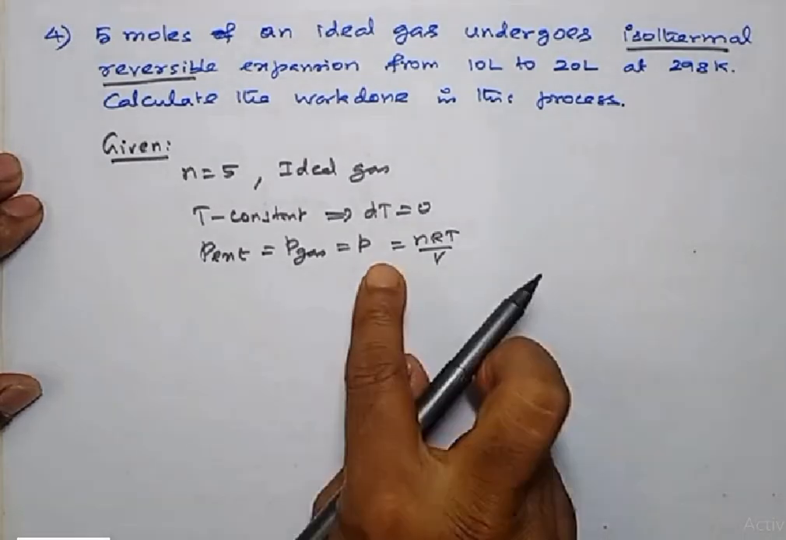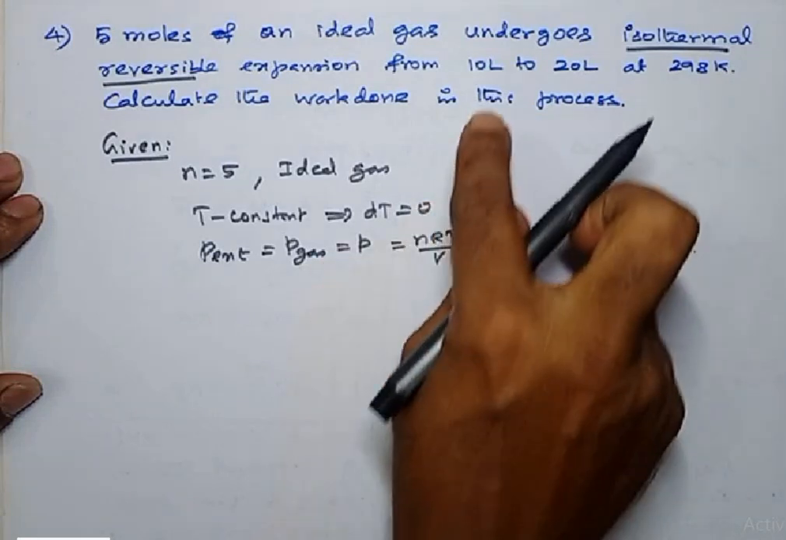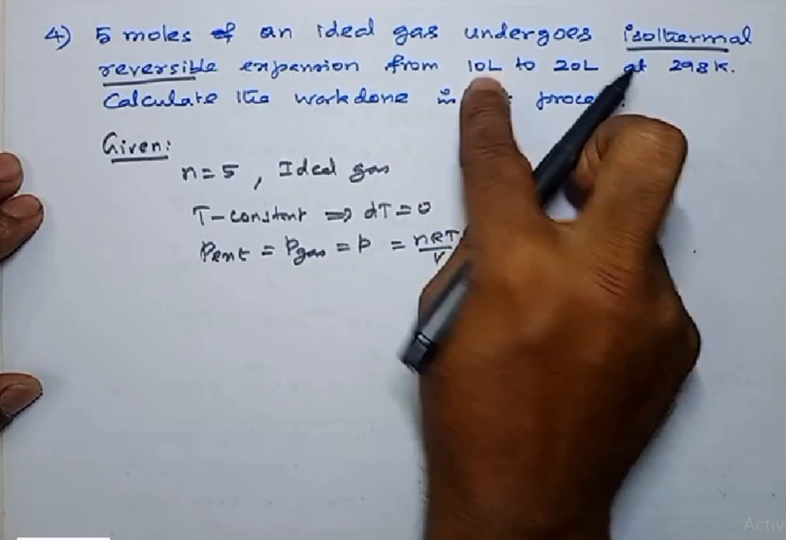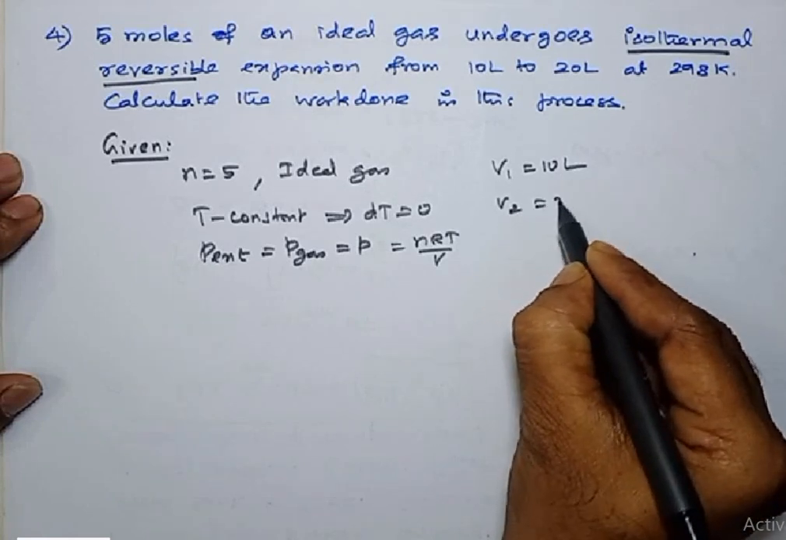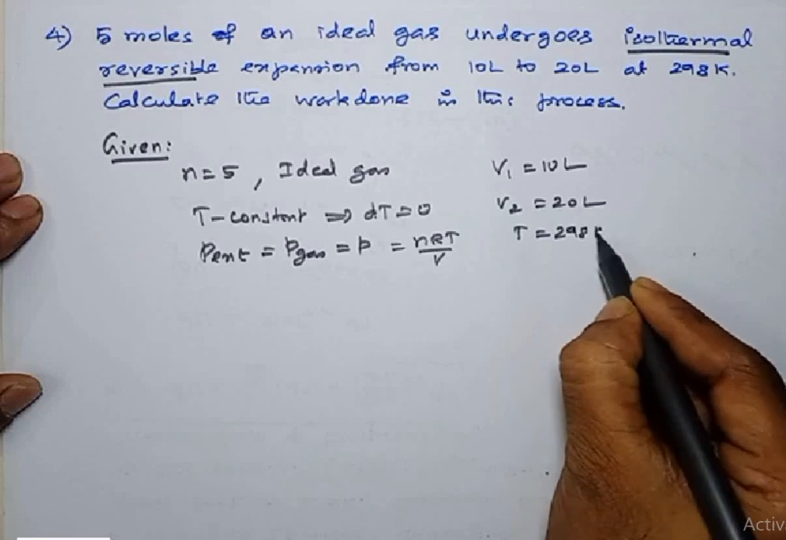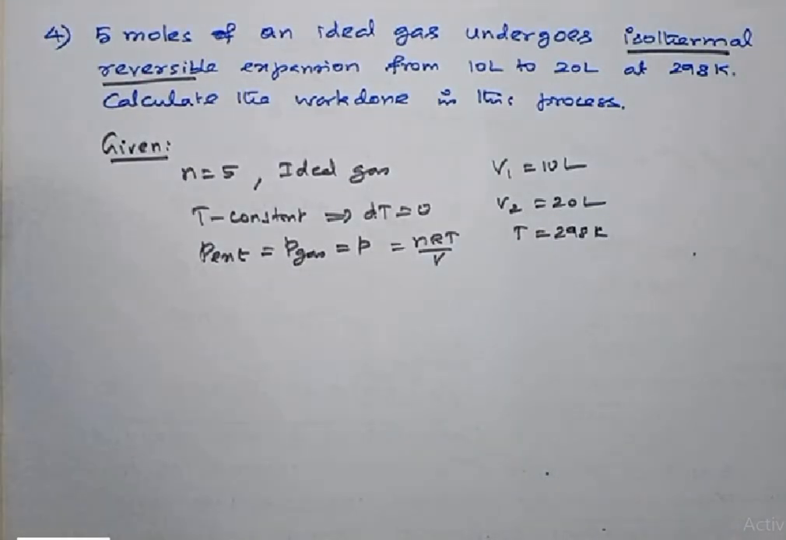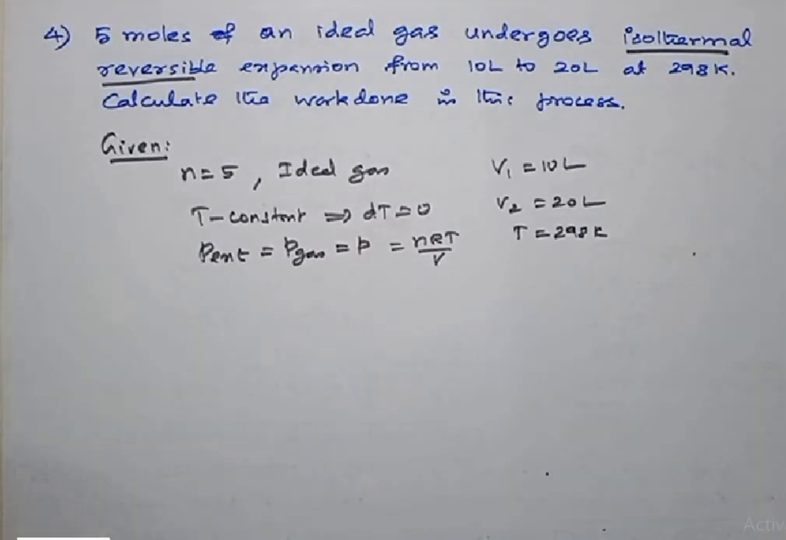Okay, so if I substitute this in the work done formula, listen, they are asking to calculate work done. Before that, initial volume is given, V1 equal to 10 liters, final volume is 20 liters, and temperature also given, 298 Kelvin. Okay, now listen carefully. External pressure is equal to gas pressure.